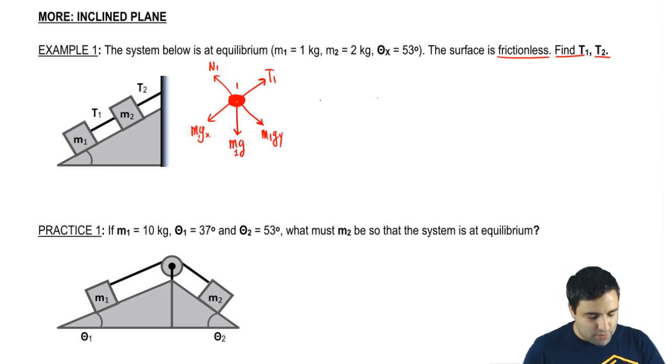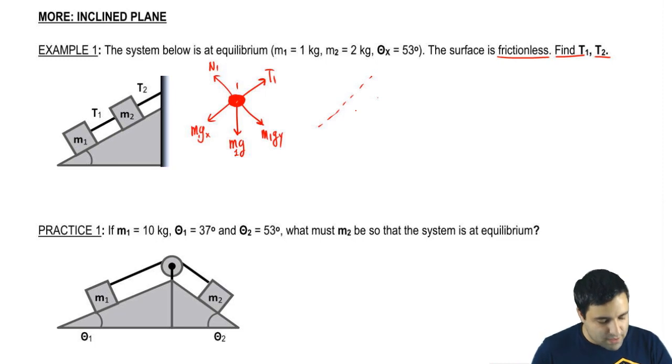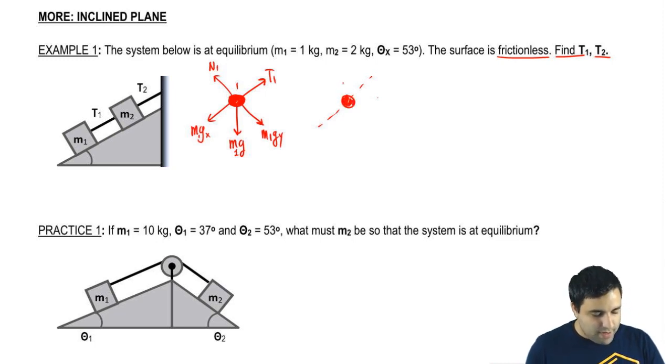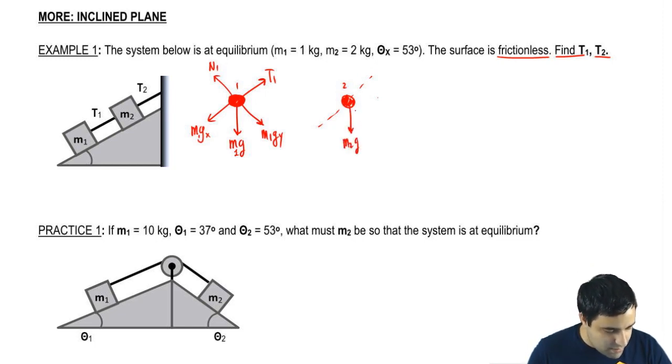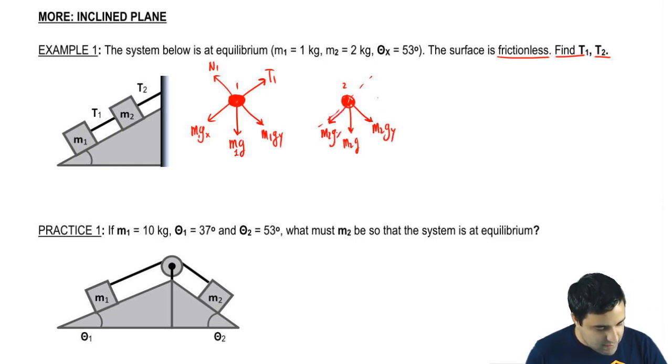Let's draw the second one. Again, here's the inclined plane if you want. If you draw that, that helps a little bit. And here's block 2. Now, what are the forces on 2? I have m2g, m2gy, m2gx. I have tension 2, pulling it up.